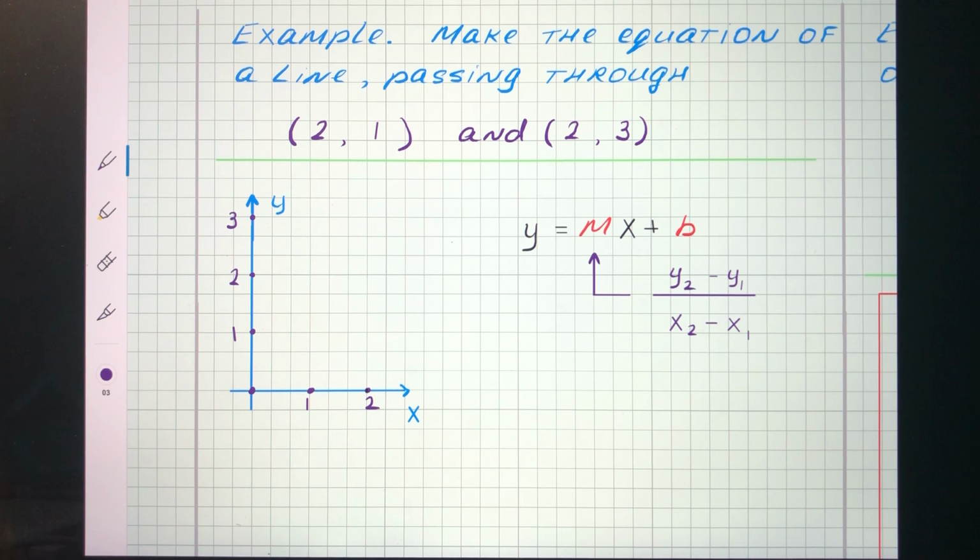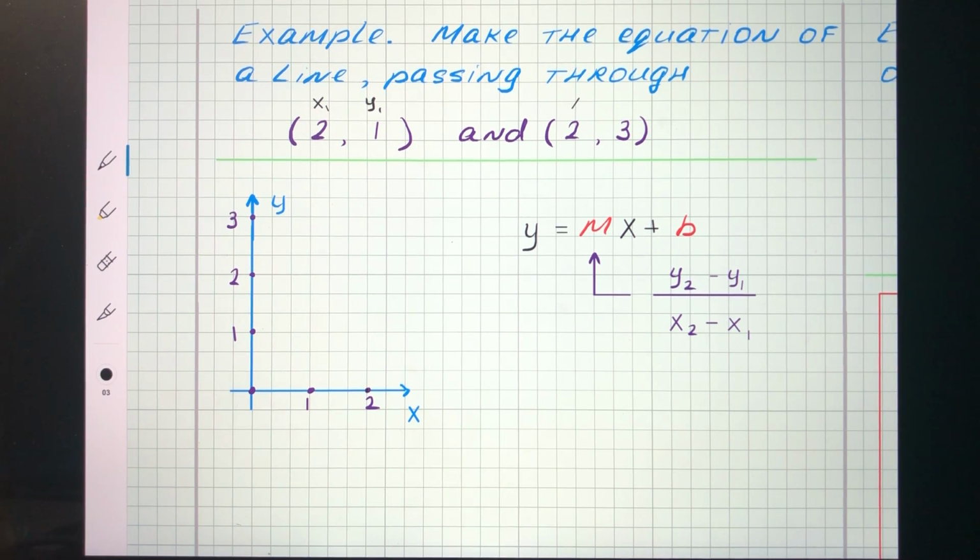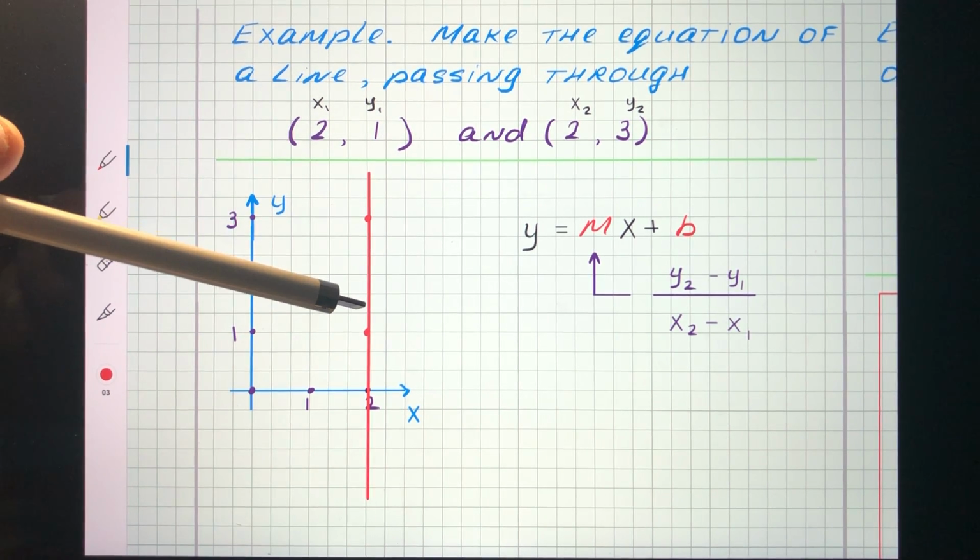So let's draw them and see what they look like. The first point is (2, 1). Let's label them first. Suppose this is the first point, which means this is the x from the first point, this is the y coordinate from the first point, and this is our second point, meaning that this is the x from the second point, and this is the y from the second point. So let's plot them. The first point, (2, 1), is right here. The second point, (2, 3), is right here. So these are the two dots. If we connect them, we will get the vertical line. So this is the line that we are asked to make the equation of.